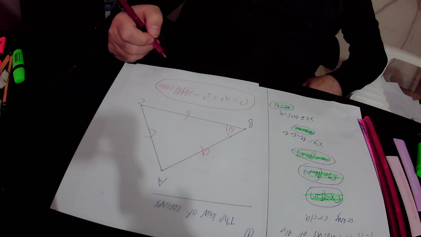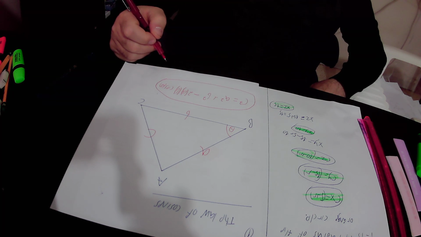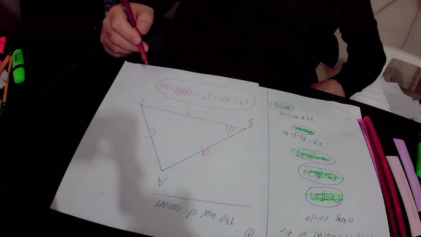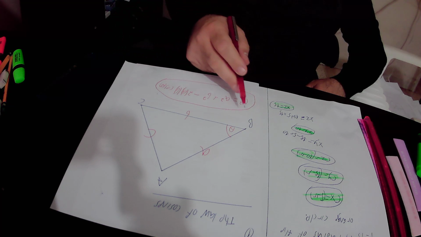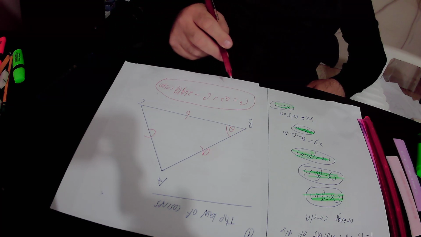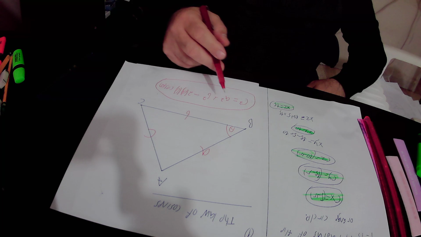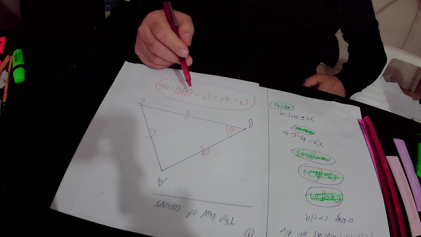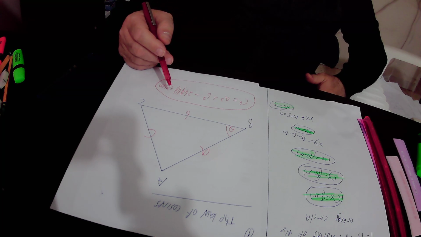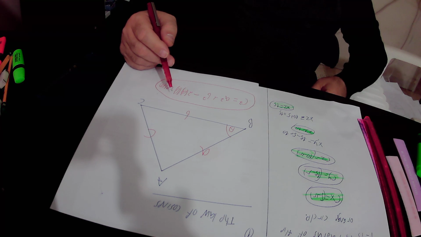Actually, the Pythagoras theorem is a special case of the law of cosines when theta is equal to 90 degrees. When theta is equal to 90 degrees, then we have here a right triangle, and in the right triangle, we use the Pythagoras theorem.